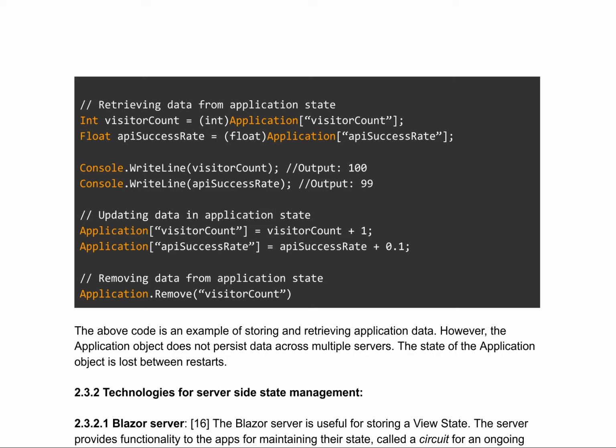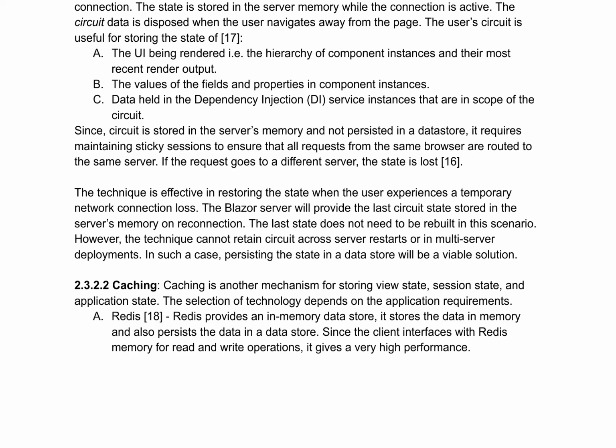The selection of technology depends on application requirements. Redis, an in-memory data store, stores data in memory and persists it in a data store, offering high performance. As Redis stores data in memory and persists it in a data store, it is a viable solution for applications requiring both high performance and data persistence.